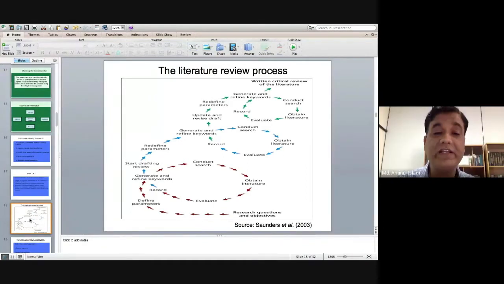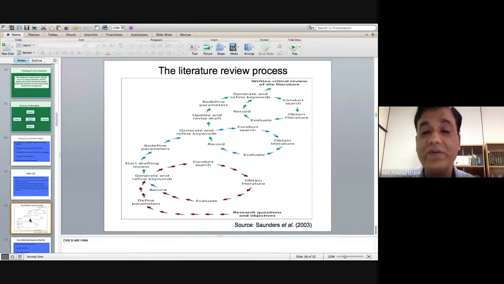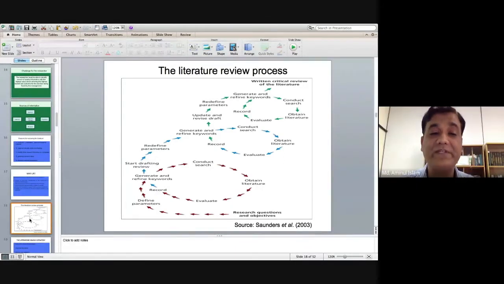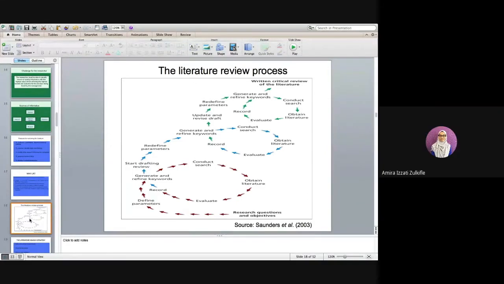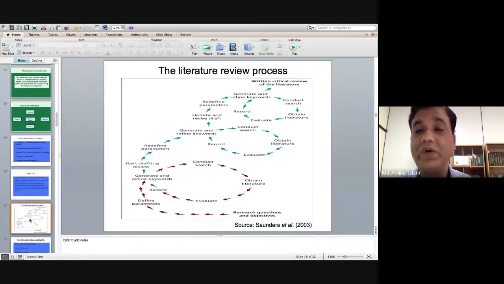Then we move to generate keywords. From there, we conduct a search, we obtain literature. We evaluate the literature, whether it is going to be essential, something beneficial, something useful for us. Then we decode them. And then we start drafting the review. And it continues many times until we have completed the critical review of literature. So this process is a continuous process. Here you can see only 3 rounds, but definitely there are many rounds.